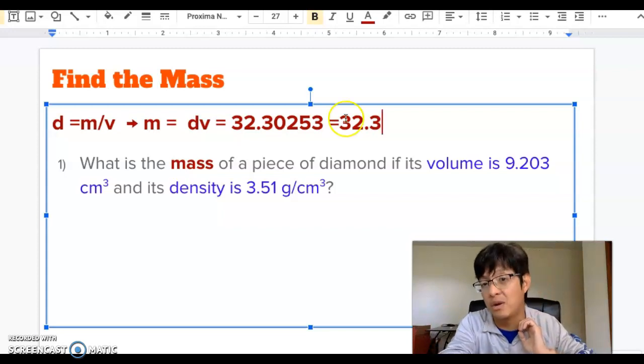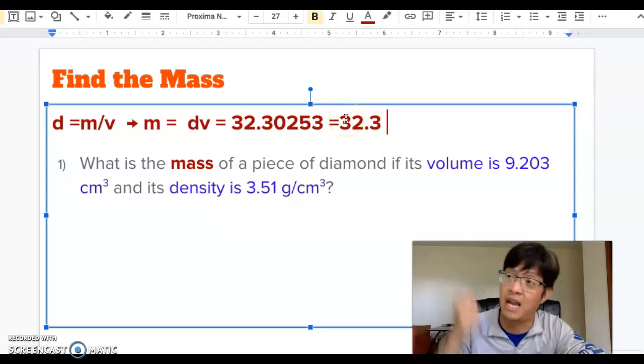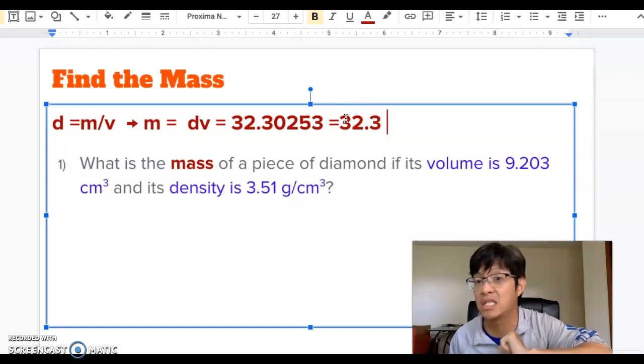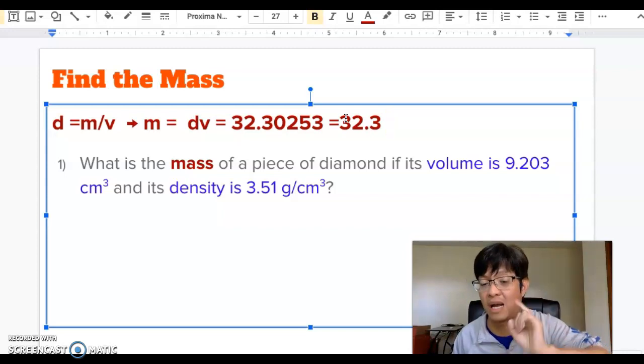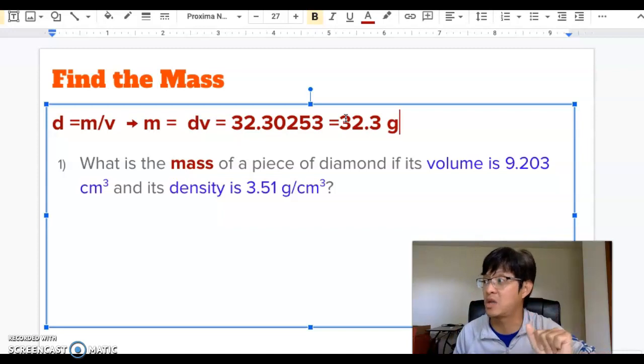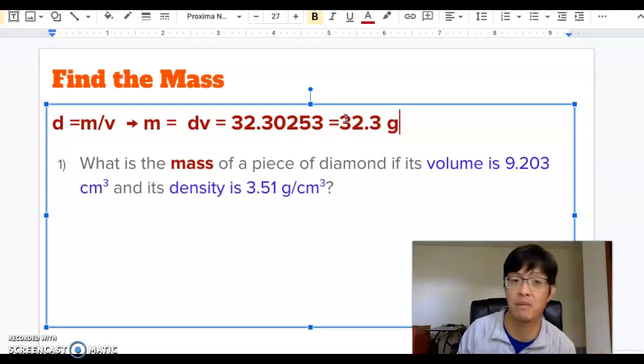And what would be the unit for mass? Use your common sense, okay? Obviously here, I am giving grams and I'm giving centimeters cubed in the problem. So my only answer here has to be grams. In some problems, it'll be kilograms and so on. So thank you, Brittany, and a few other people.